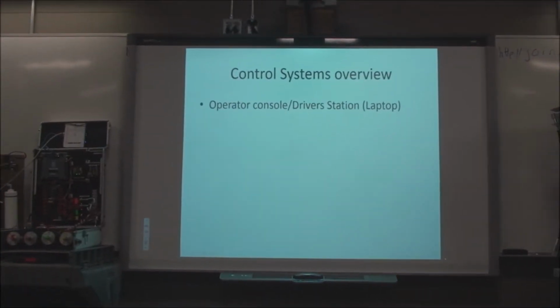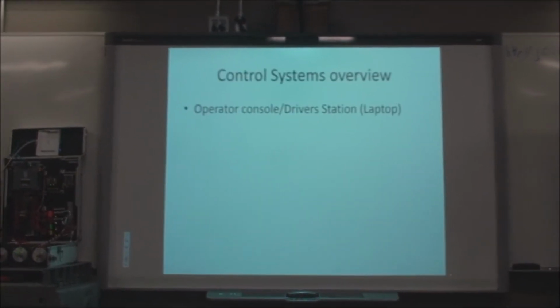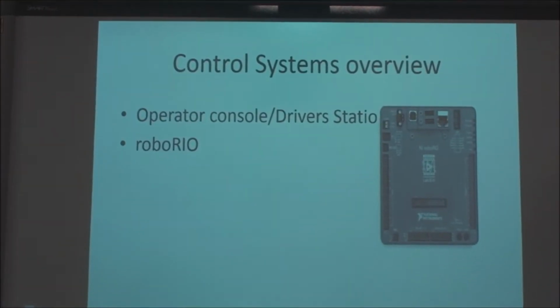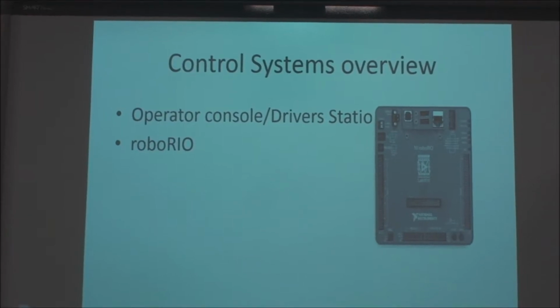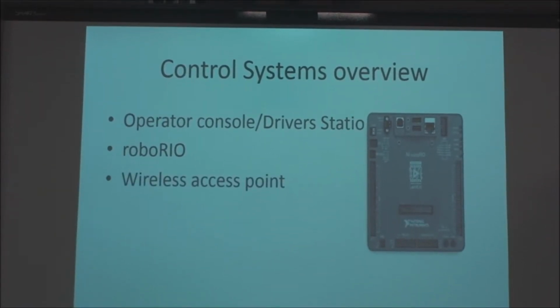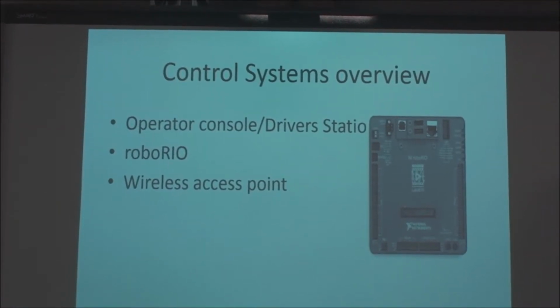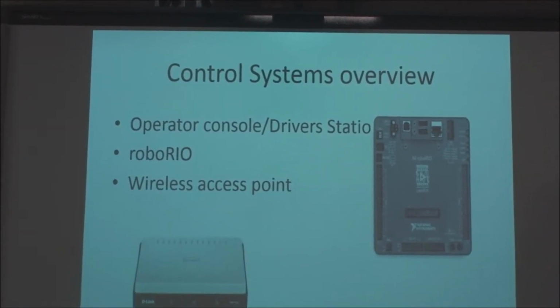So with the control system, the main three parts I'm going to talk about today are the driver station, so that's your laptop where all the programs are run. The RoboRio, that's basically the brain of the robot. And then the wireless access point. That's what actually sends all your data from the RoboRio to your laptop.